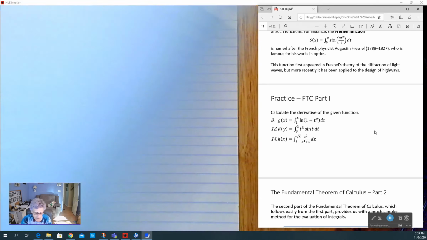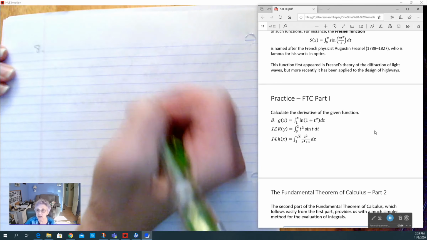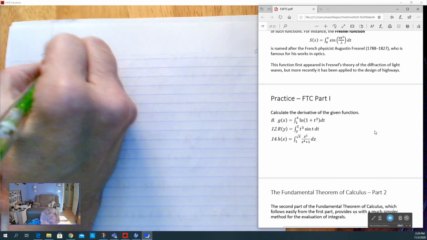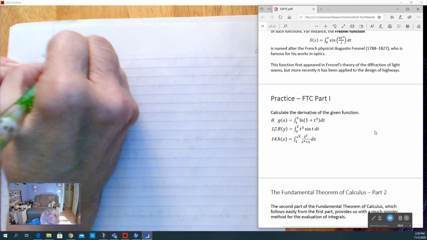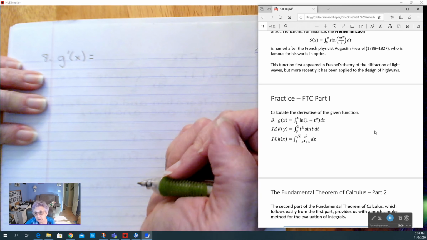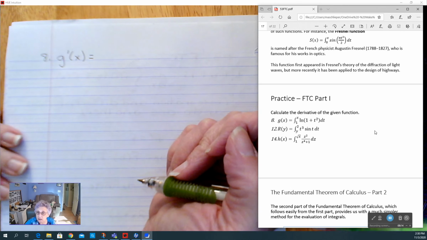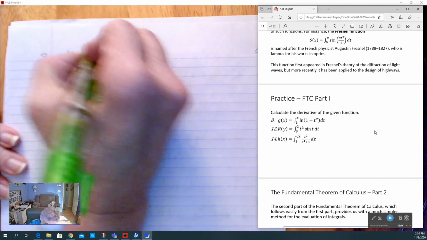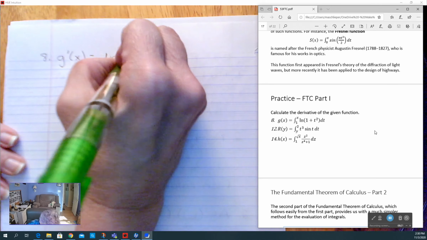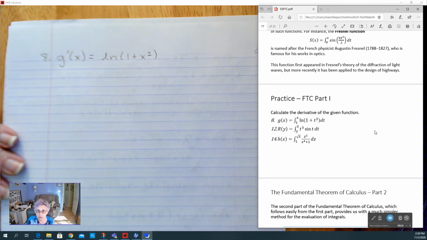Fundamental Theorem of Calculus, Part 1. We're asked to find the derivative of these strangely defined functions. So g primed of x is going to be equal to, well, I just have the integral from 1 to x, so a constant to x, of natural log of 1 plus t squared. All I have to do is replace the t with an x. Easy peasy.